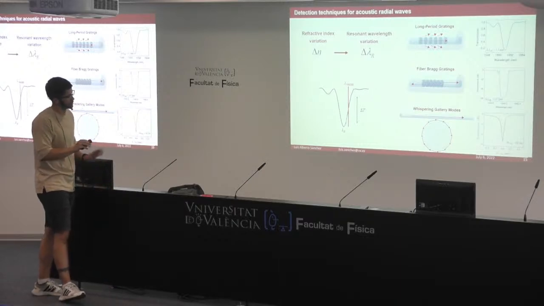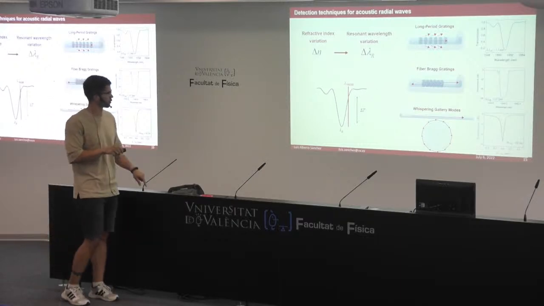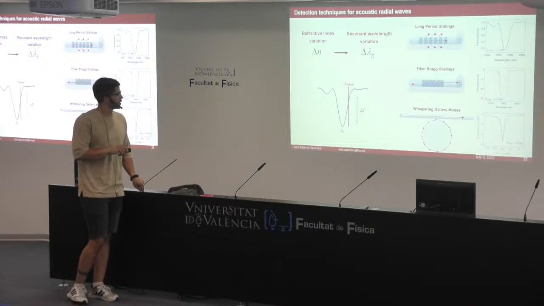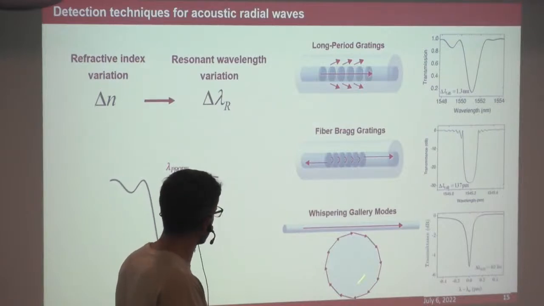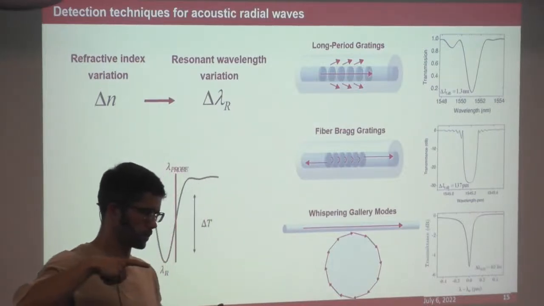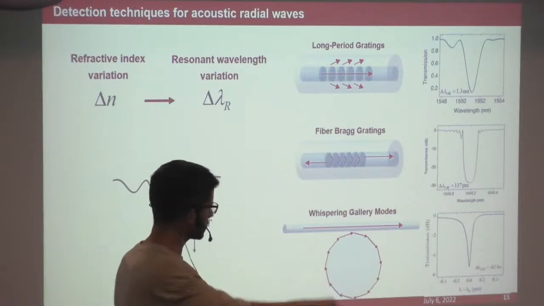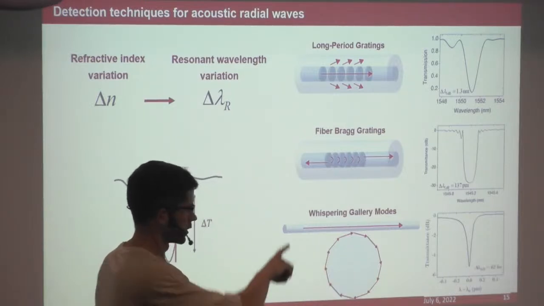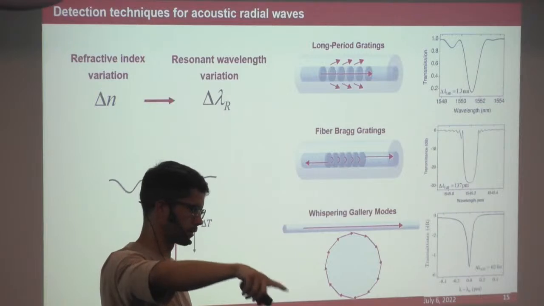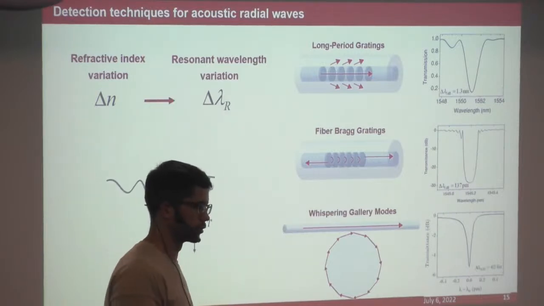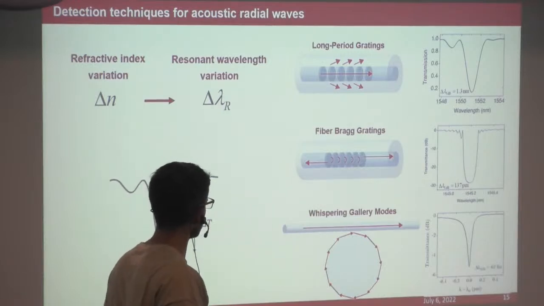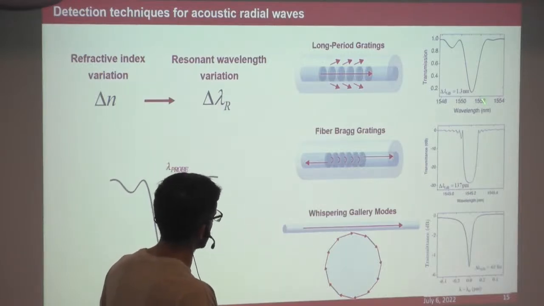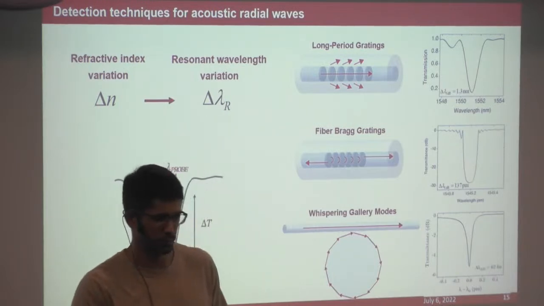And these are a special kind of devices called whispering gallery modes. In this case, this is the transverse profile of a fiber. Light, instead of propagating through the fiber axis, travels in the perimeter of the fiber. So you can put light not only in the direction of the fiber, but also in the perimeter. In all these cases, they all have this kind of spectrum, so we can use any of these to do this kind of experiment.